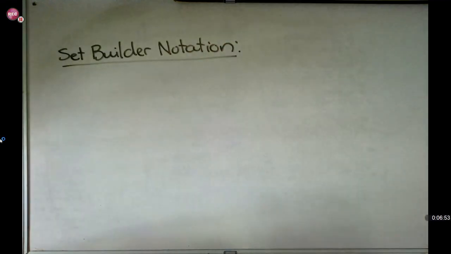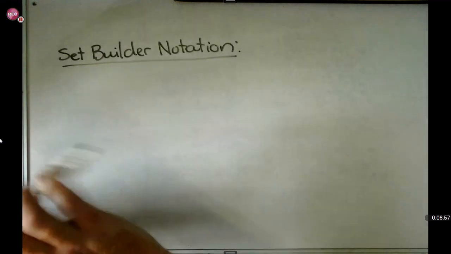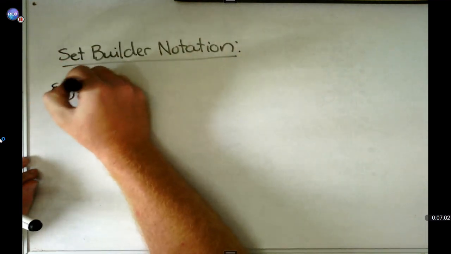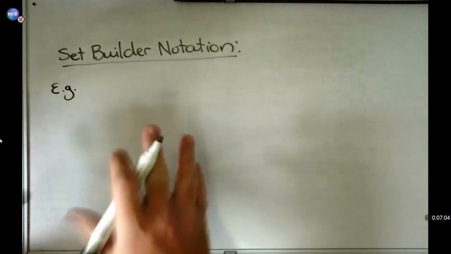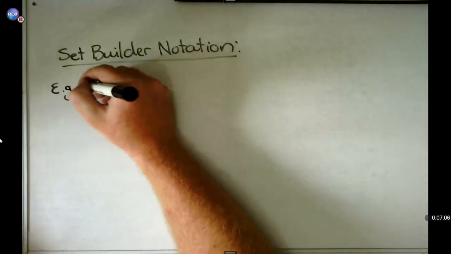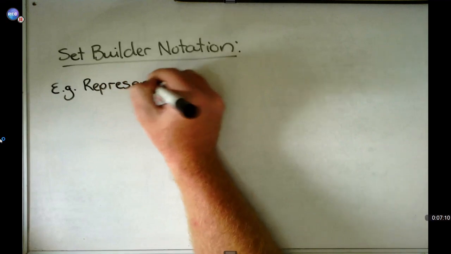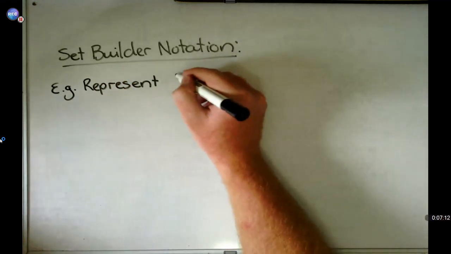So, your first example. The first example states the following. I'm just going to say e.g. And remember, this is with regards to set builder notation. So it says represent, and here we go.